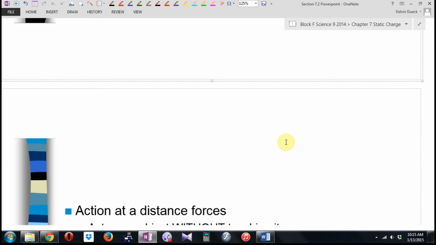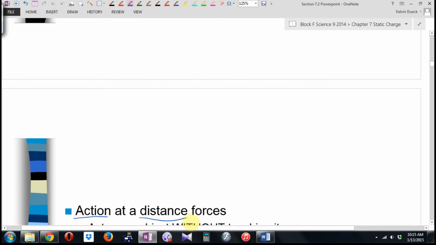Again, think last class with the electroscopes. As you brought the rod in close to the electroscopes, you made the foil move apart without actually touching the metal on the top yet. There was a gap. So, action at a distance forces.